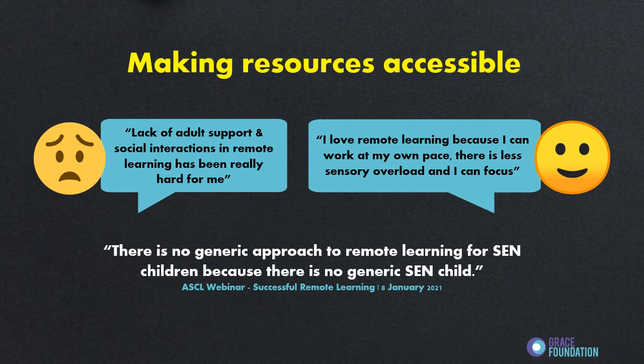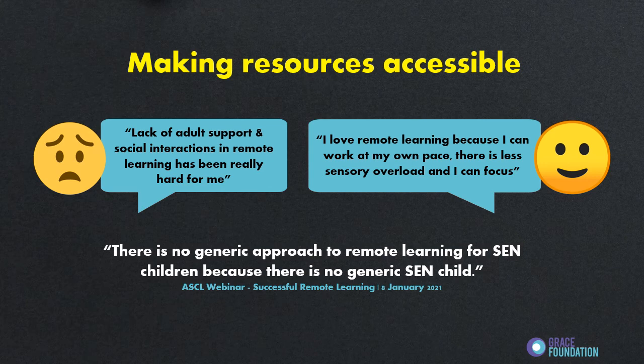One of the biggest challenges of this last period of remote learning and school disruption has been, how do we make learning accessible for all types of learners? For many SEN students, they've found this a really difficult time. So the lack of adult support and social interactions has been really hard for them. Others have actually found it a place for them to thrive. Remote learning from home has meant they can work at their own pace, there's less sensory overload, and actually the minimized social interactions really mean they can focus.